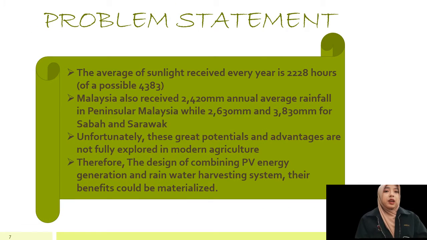For the problem statement, the average sunlight received every year in Malaysia is 2,228 hours. Malaysia also receives 2,420 mm annual average rainfall in Peninsular Malaysia, while 2,630 mm in Sabah and 3,830 mm in Sarawak. Unfortunately, these great potentials and advantages are not fully explored in modern agriculture. Therefore, by designing a system combining PV energy generation and rainwater harvesting, their benefits could be materialized.